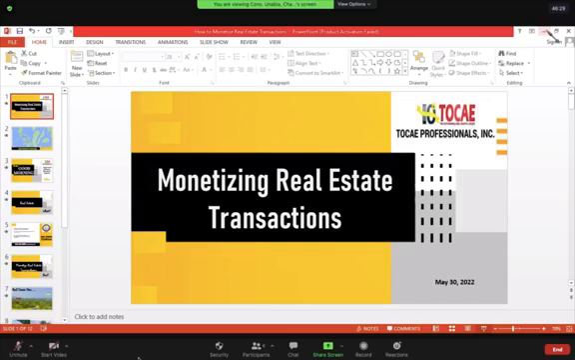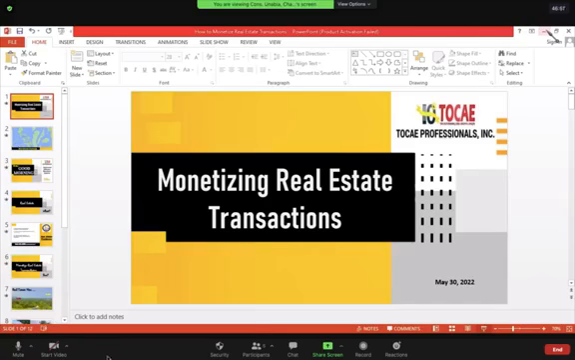Okay, how? This is the concern, how to monetize real estate transactions. This is the view of the real estate. This is the actual view I took last time when I had my feasibility study.